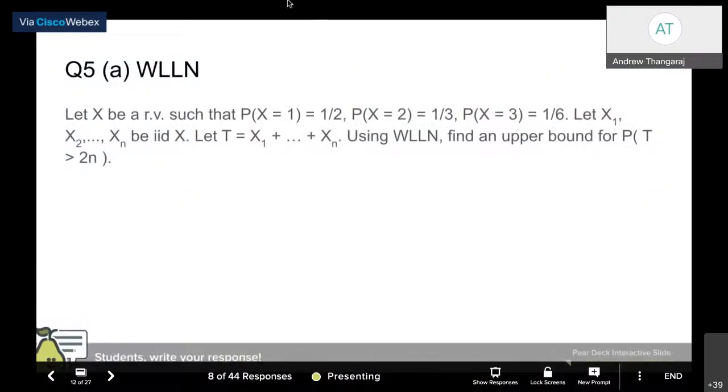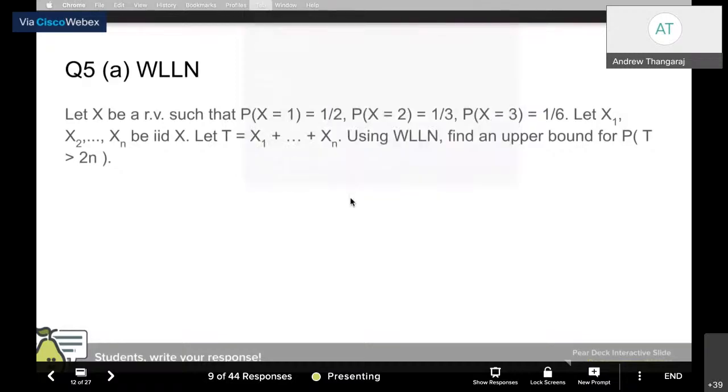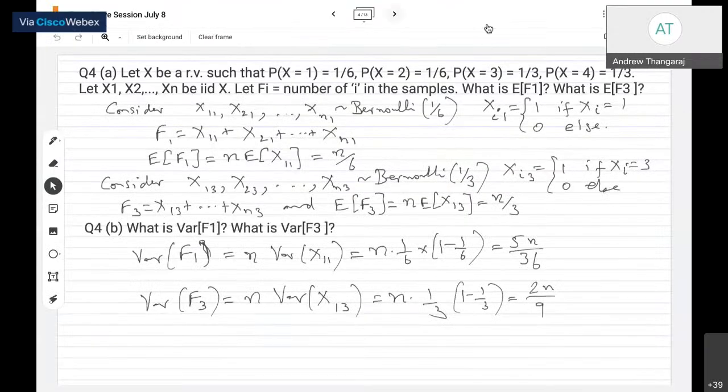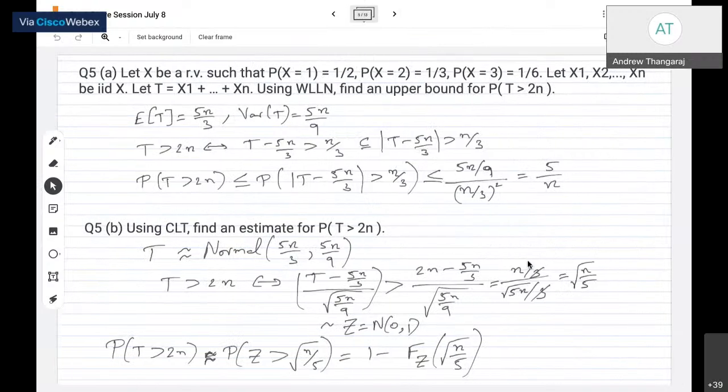Let me show you what I was expecting from a question like this. Okay, so look at this. This is the answer that I want. It's very simple, nothing more than Chebyshev inequality, but not so confusing to you. We saw this calculation before. We came across this random variable before, but even otherwise, it's a simple enough random variable. You can quite easily find the expected value of T and variance of T. You saw this before, right? 5n by 3 and 5n by 9. So that's the first step in using Chebyshev, or what I call here WLLN.